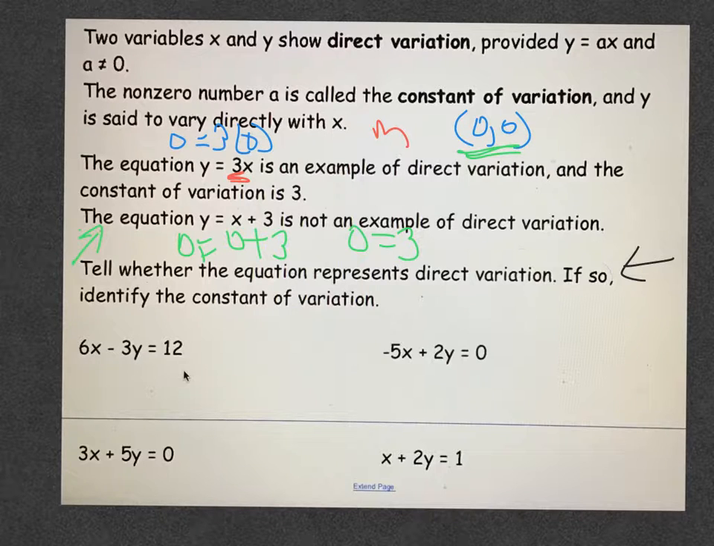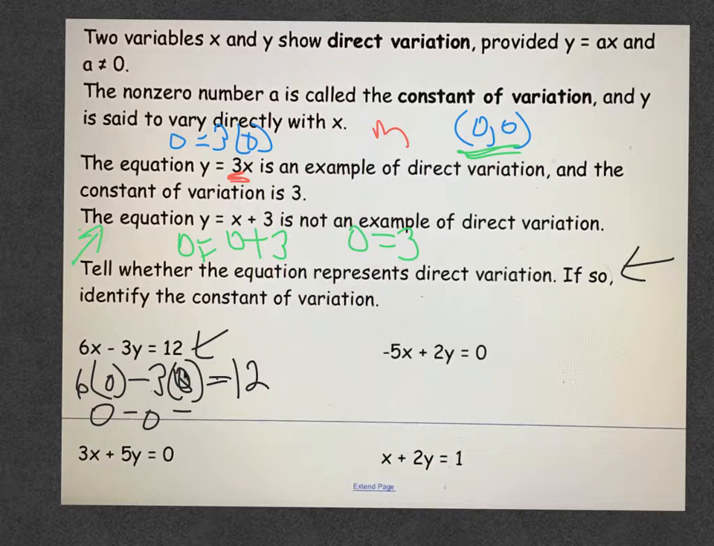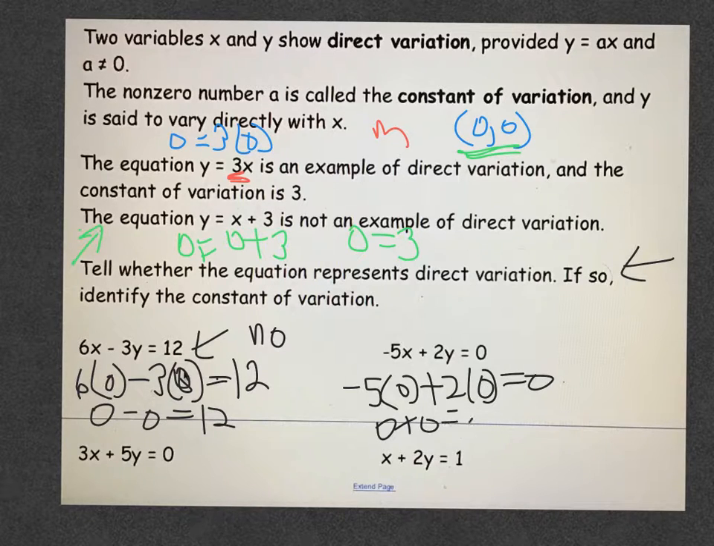So we're going to look at a couple examples here. So for this one here, if I plug in 0 and 0, I end up with 6 times 0 minus 3 times 0 is equal to 12. So is 0 minus 0 equal to 12? No. So this does not have direct variation. The next one over, plug in again 0 and 0, and see if it works. In this case here, you're going to have 0 plus 0 is equal to 0. So yes, that does work.